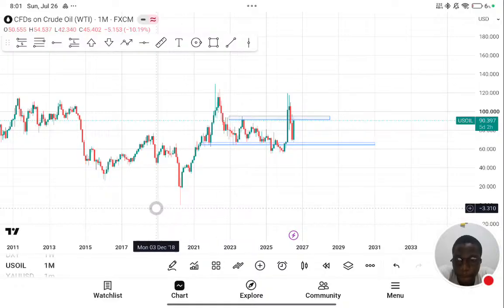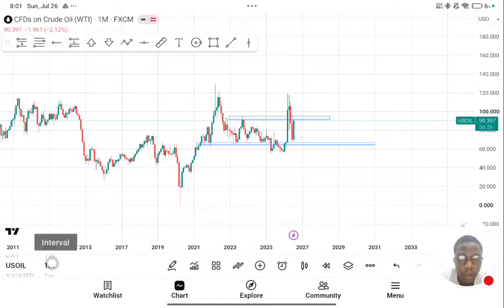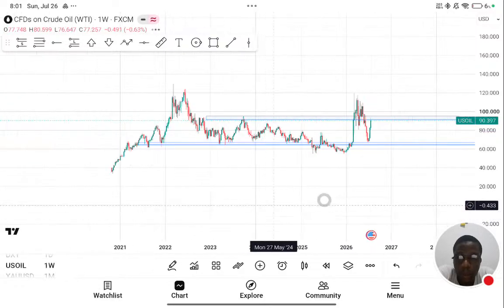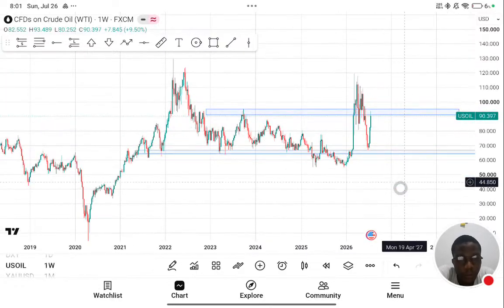But this is what I'm seeing from the monthly. From the weekly, what are we seeing? It doesn't even have a pattern.